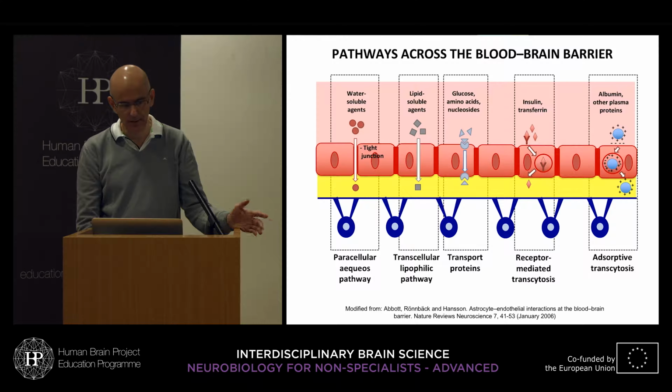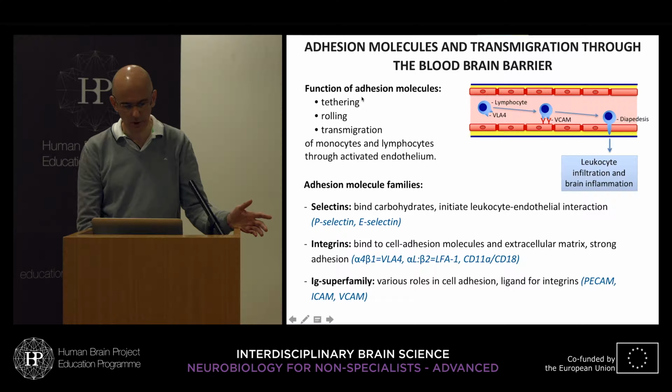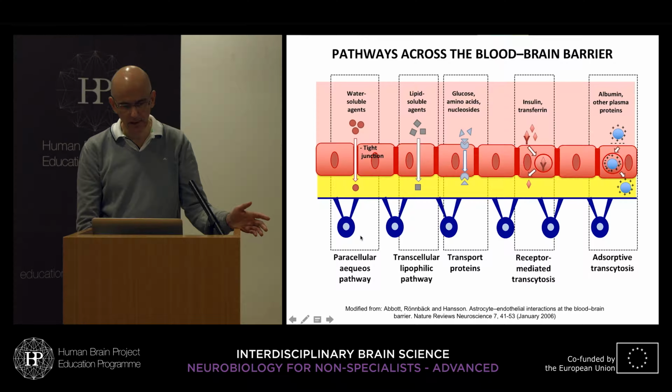Blood-brain barrier is very tight, so water-soluble agents, of course, can pass it very easily via tight junctions, shown schematically here, where you have a water-soluble agent which can pass the blood-brain barrier through the paracellular aqueous pathway. Lipid-soluble agents also can pass the blood-brain barrier quite easily through the transcellular lipophilic pathway. And this is also used for drug development, where drugs are either water or lipid-soluble, so that they can pass the blood-brain barrier.